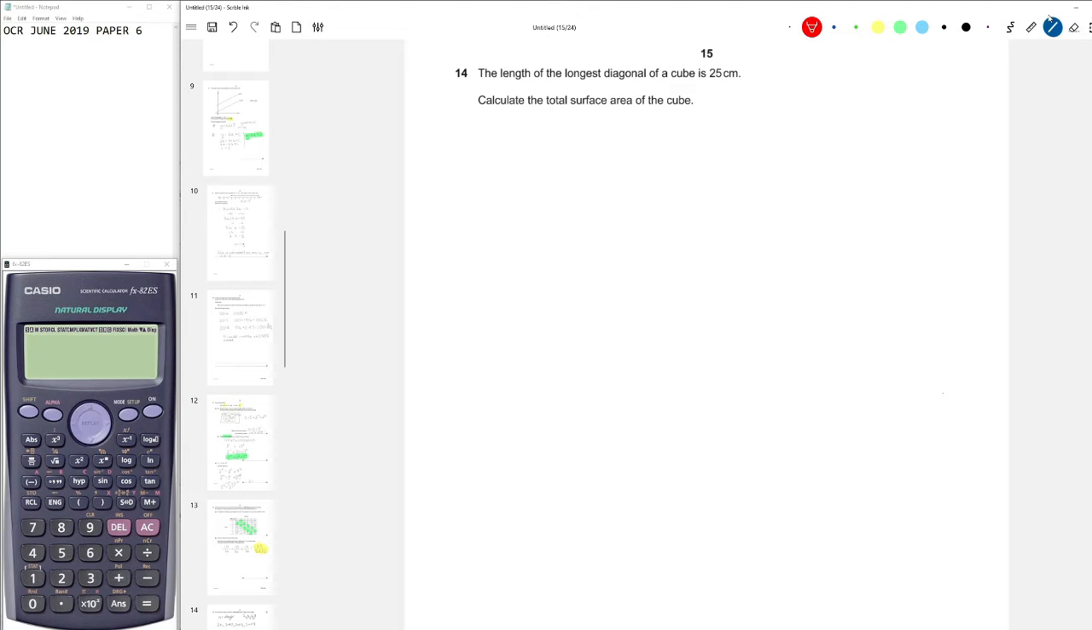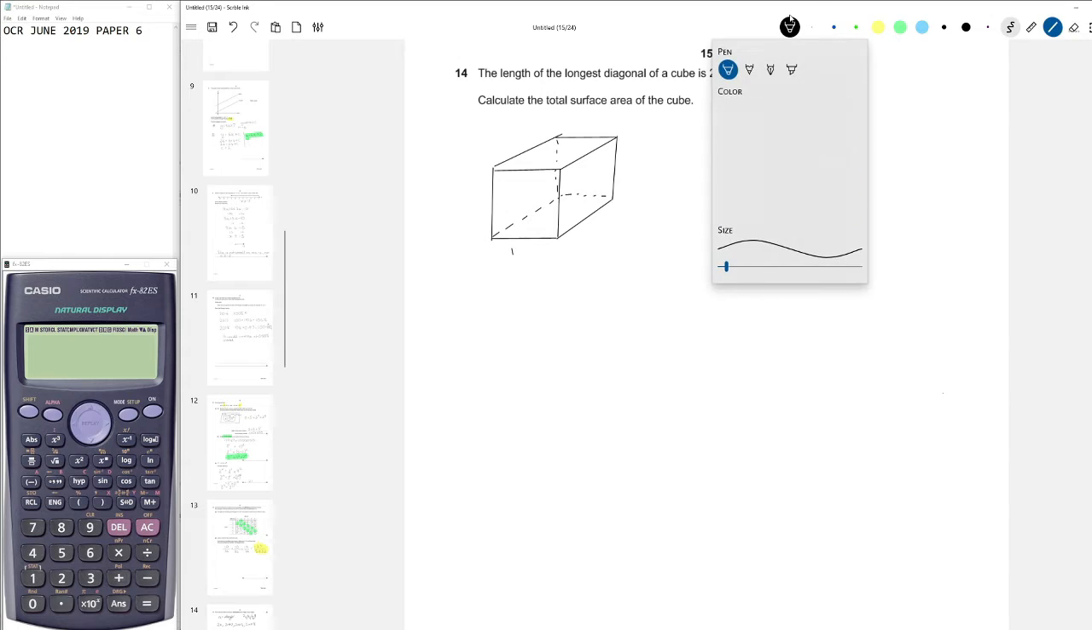Question 14. The length of the longest diagonal of a cube is 25 centimeters. Calculate the total surface area of the cube. So, if I just draw my cube, so here is my cube. Because it's a cube, I'm going to let all of the sides equal x for now. Okay, so the length, height, and width are x.